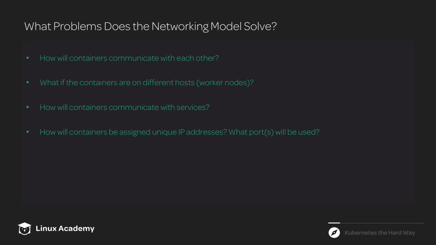What about services? Kubernetes has the ability to implement services. What if one of my containers needs to communicate with a service? How do I handle that communication? And of course, how can we make sure that containers are assigned unique IP addresses and what ports are going to be used? These are the kinds of questions that the Kubernetes networking model intends to provide an answer to.